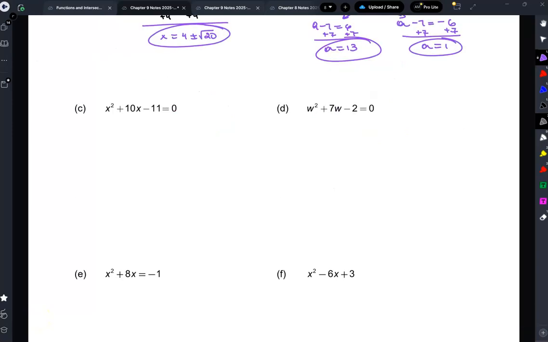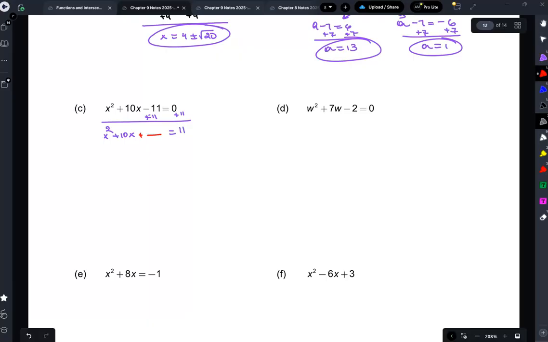So what am I going to do first? Add 11. So I get x squared plus 10x equals 11. But I'm going to do plus a number, plus a number. Some of you had put this plus dash, but some of you hadn't. It's very important that you do, because then you know where to put the new number. What is the new number? 10 over 2 squared, 25.